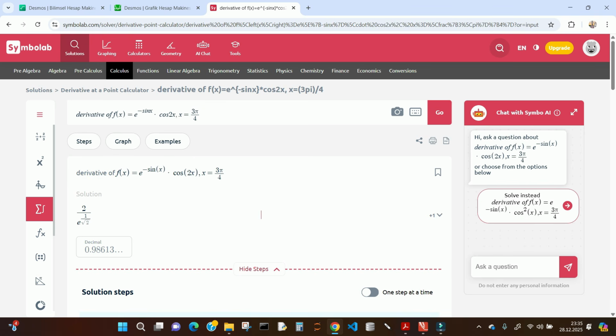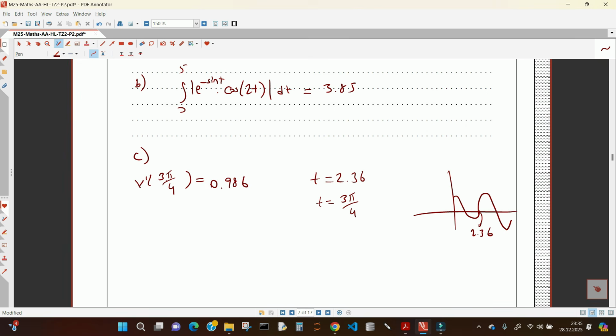and it gives 0.986. You can directly calculate from the TI. You're going to write the function and the point where you are looking for the derivative.